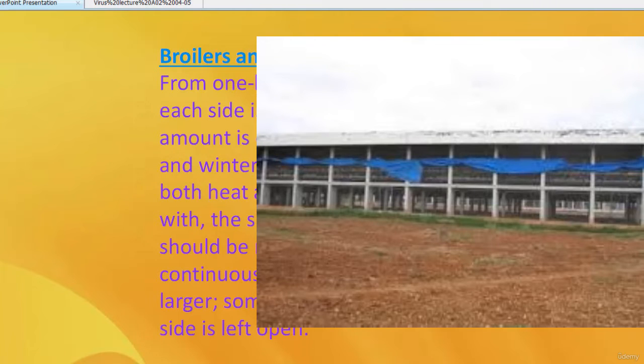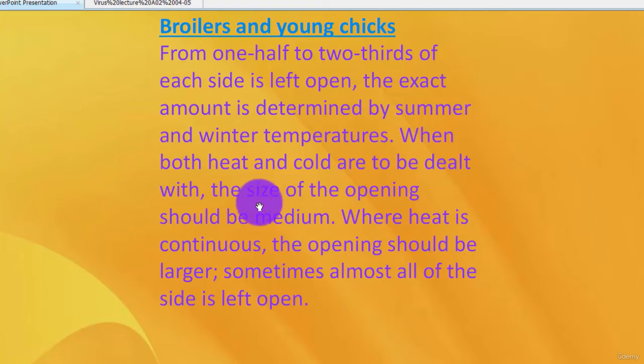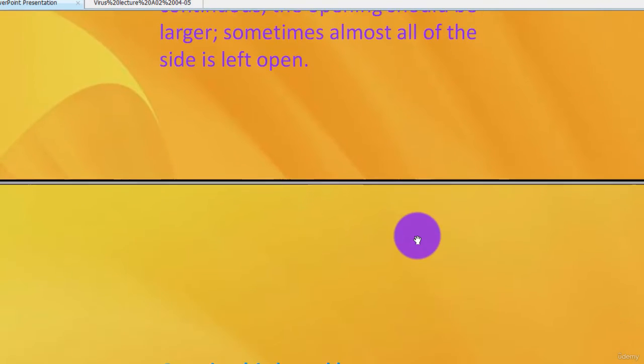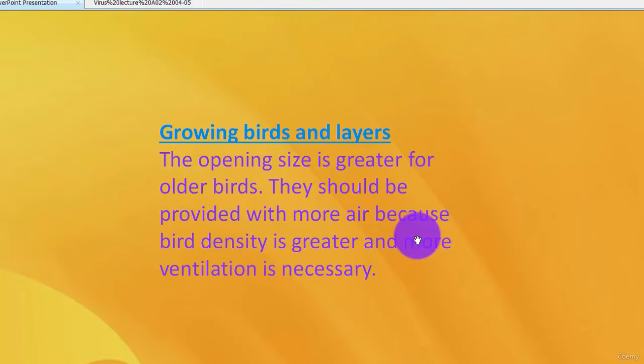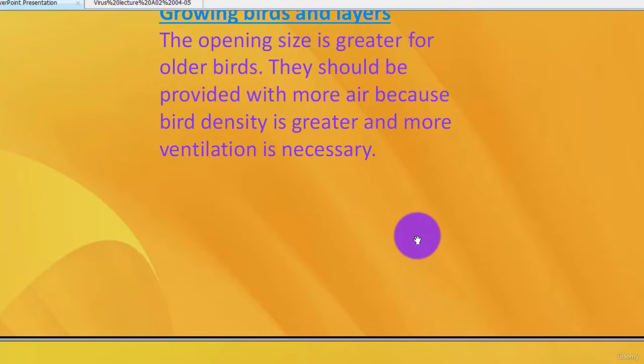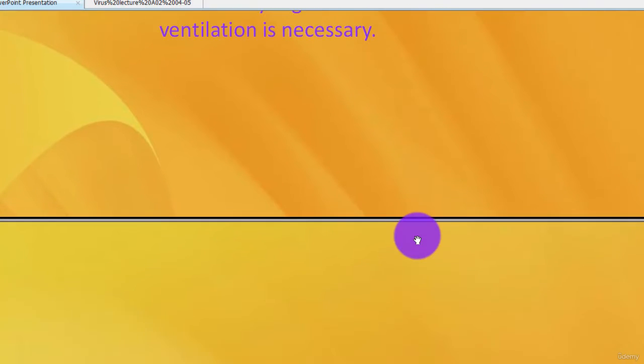summer and winter temperature. Both heat and cold are to be dealt with. The size of the opening should be medium, and where heat is continuous, the opening should be larger. Sometimes almost all the side is left open. For grown birds and layers, the opening size is greater. For all the birds, they should be provided with more air because bird density is greater and more ventilation is necessary.